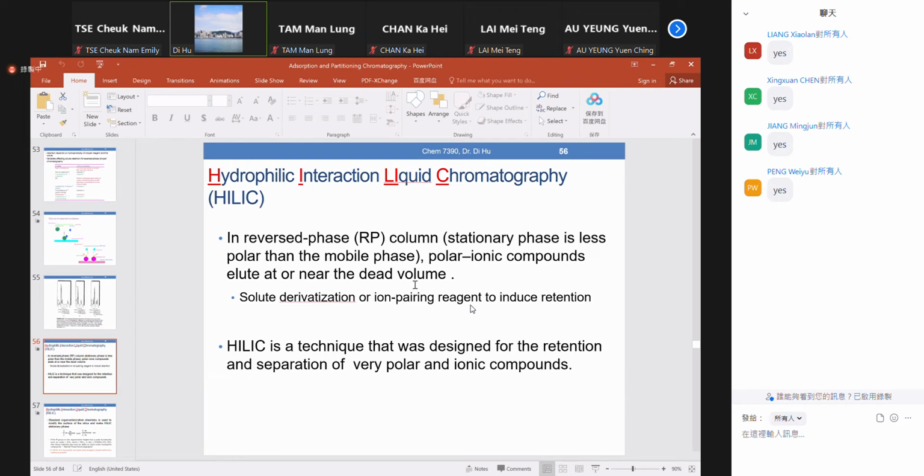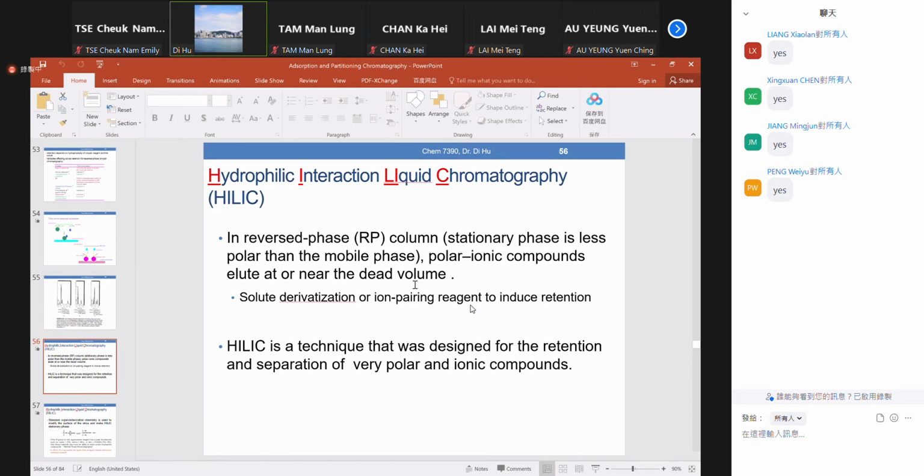So if we really want to use reverse phase chromatography to separate very polar ionic compounds, then you have to either derivatize your analyte, to add some hydrophobic tail to the analyte to make it less polar, or what you can do is, like we mentioned, do some ion pairing.